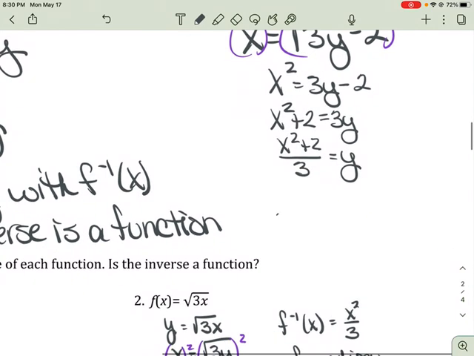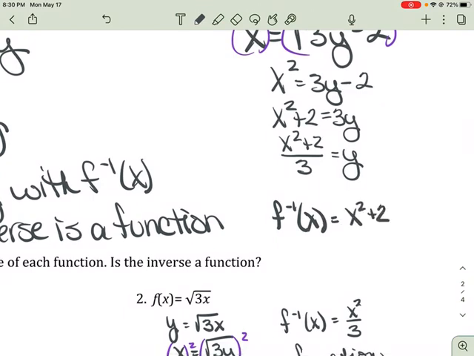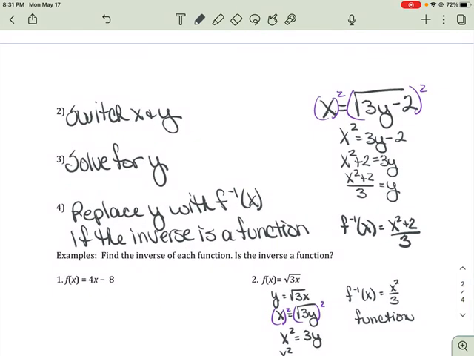All right, so this does pass the vertical line test. Take my word for it. So it would be f inverse of x is equal to x squared plus 2 all over 3. Because it's a quadratic, all quadratics are functions. So that's why we know it's a function.